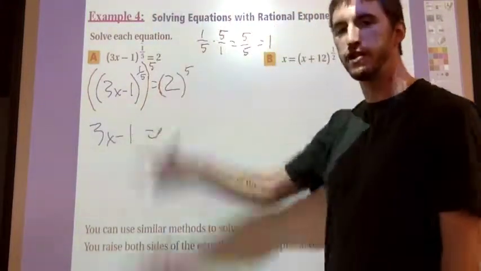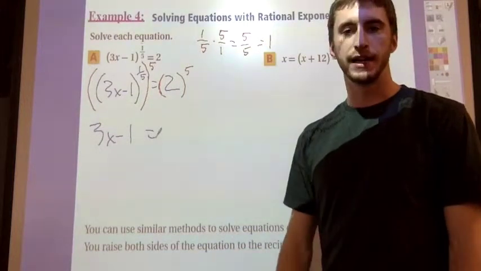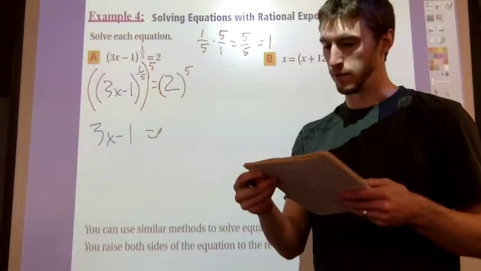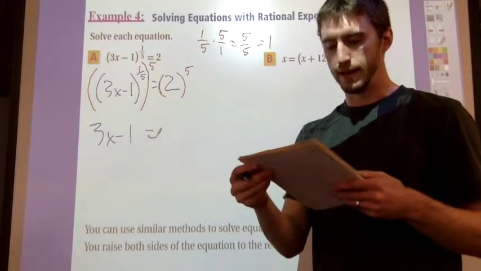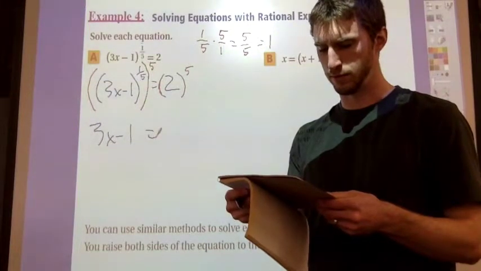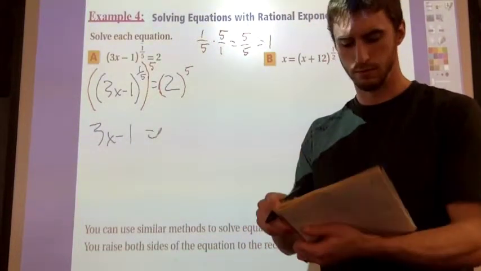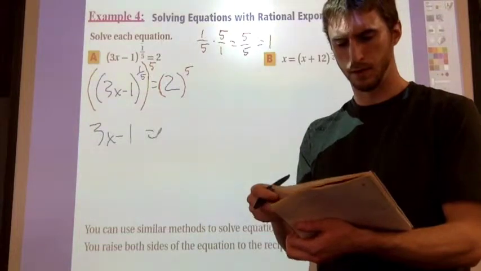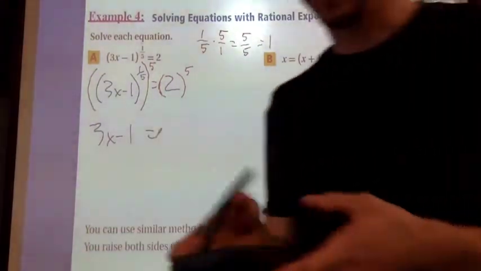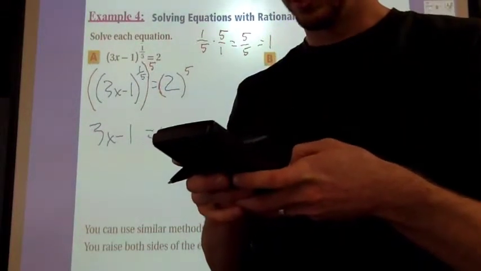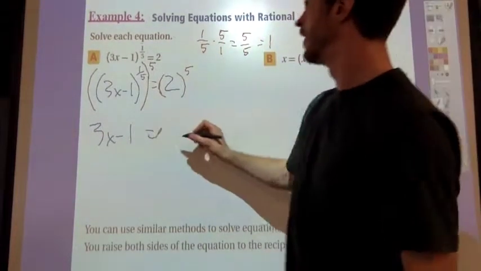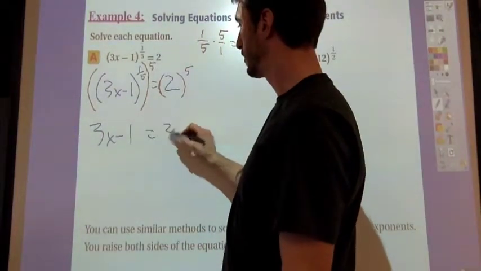2 to the 5th. Maybe you want to get out your calculator for this, but take my word for it. And my notes' word for it. Don't tell anybody I'm using my notes. But it is 32, I think. I lost my place. I think it's 32. I'm going to use my calculator because it's the end of the day. Yep. 2 to the 5th is 32. So we got 3x minus 1 equals 32.